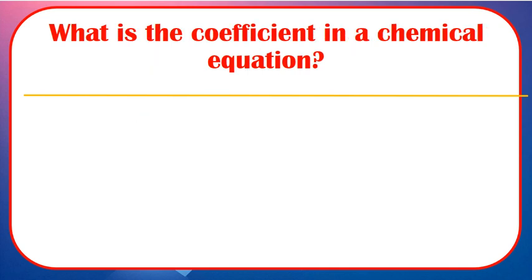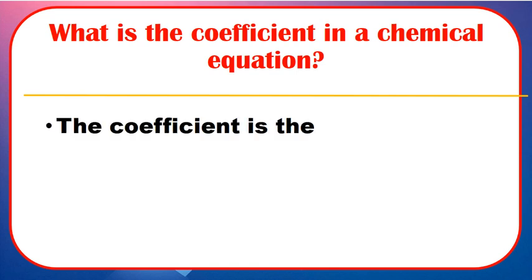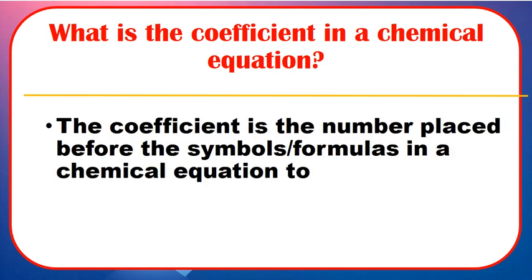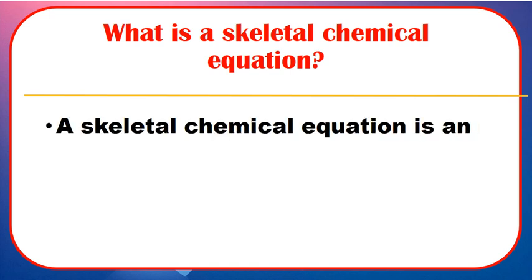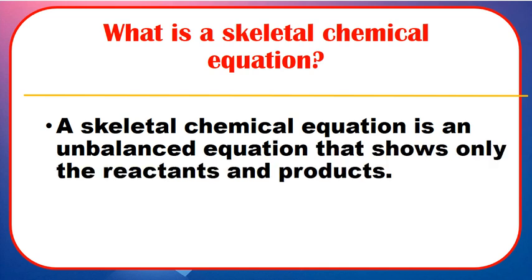What is the coefficient in a chemical equation? The coefficient is the number placed before the symbols or formulas in a chemical equation to balance it. What is a skeletal chemical equation? A skeletal chemical equation is an unbalanced equation that shows only the reactants and products.